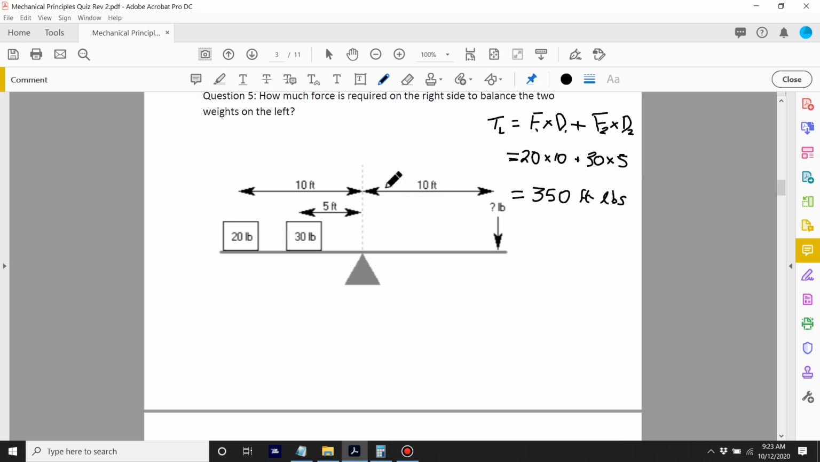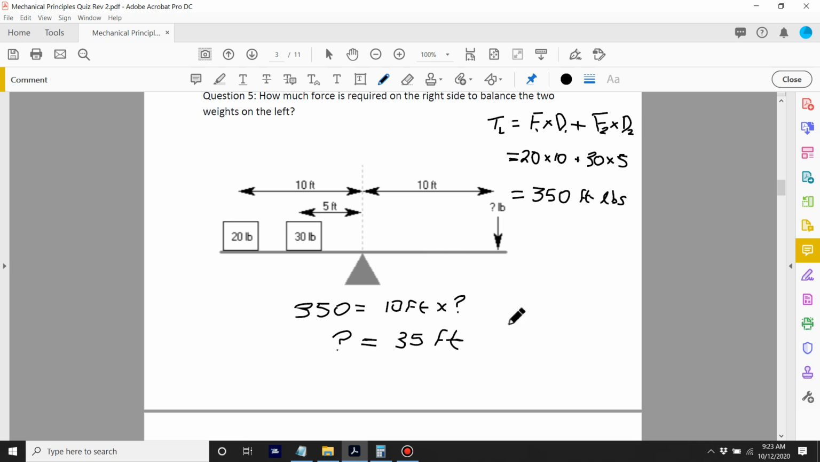Alright, so the total torque on the left is 350 foot-pounds. The total torque on the right, if these things are balanced, is going to be 350, equal to 10 foot multiplied by question mark. So the question mark is going to be equal to 35 foot-pounds. That's funny. Let me think about this for 35 foot-pounds.